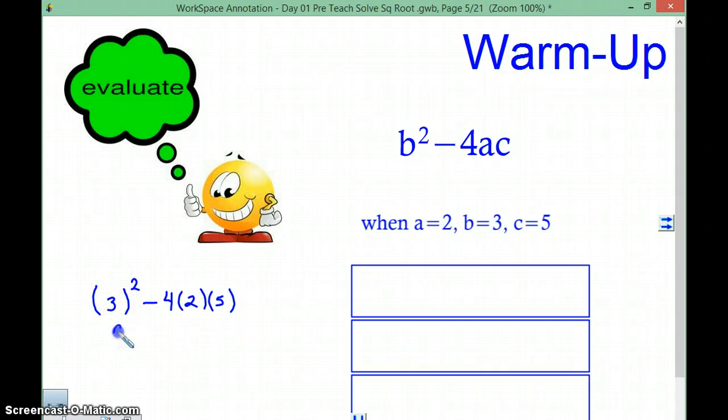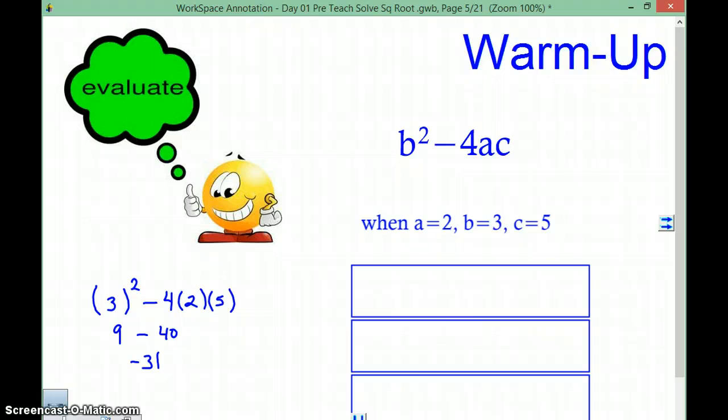What's this? 3 squared is just 9. Let's see. What's 2 times 5? That's 10. Times 4, that's 40. 9 minus 40, negative 31.